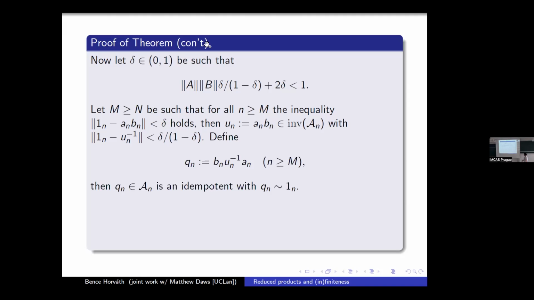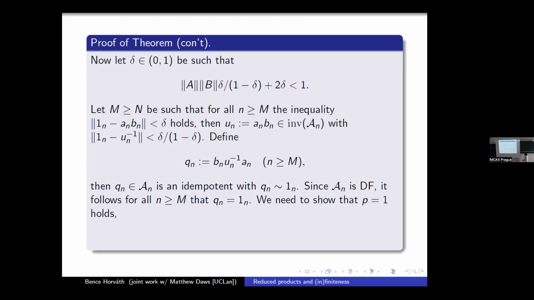There's nothing interesting here. And then what you do is you define QNs to be, you basically sandwich the inverse of these UNs with BN and AN, and it's immediate from its definition that this would be an idempotent equivalent to the unit in your algebra An. But recall that by the very assumption, these ANs were Banach finite, so if they are equivalent, these are all the identity from an index on. So everything we did there worked from a sufficiently large index.